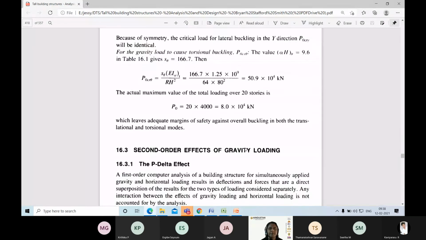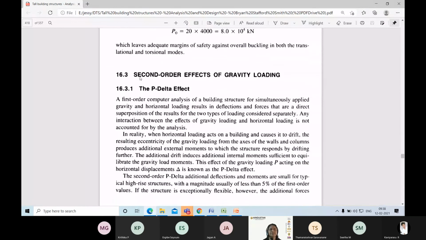Now, as I was mentioning, the next one is the second order effects of the gravity loading. This is more important in stability analysis. I have already explained what a P delta effect is. A first order computer analysis of a building structure for simultaneously applied gravity and horizontal loading results in deflections and forces that are a direct superposition of the results for the two types of loading considered separately. That is the meaning of a first order analysis.